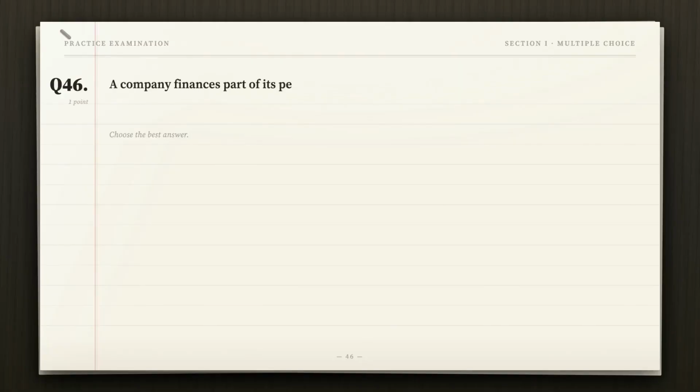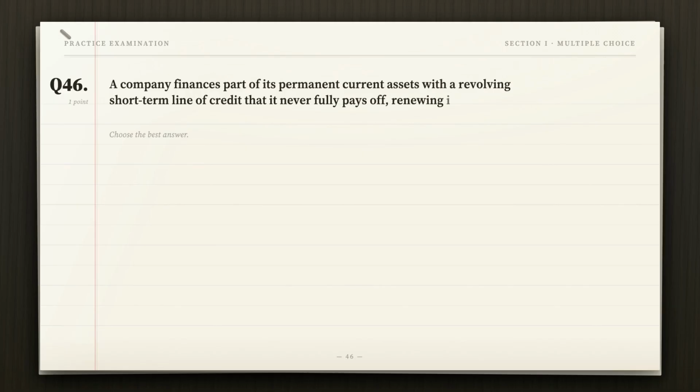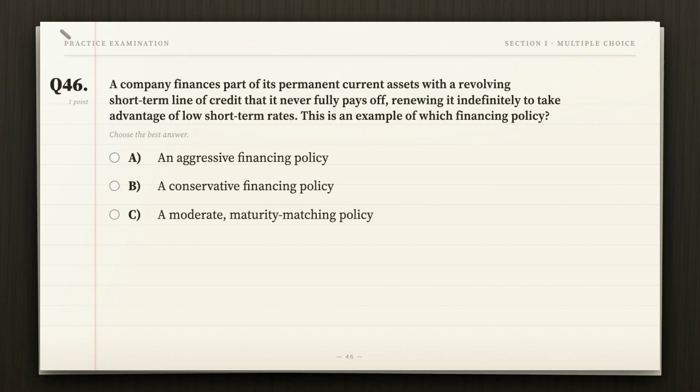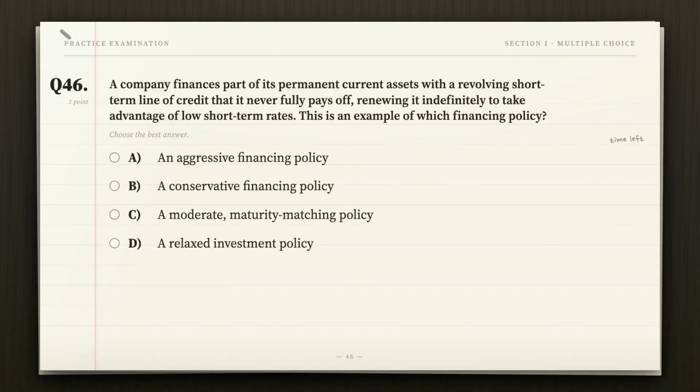Question 46. A company finances part of its permanent current assets with a revolving short-term line of credit that it never fully pays off, renewing it indefinitely to take advantage of low short-term rates. This is an example of which financing policy? Your options are A. An aggressive financing policy. B. A conservative financing policy. C. A moderate maturity matching policy. D. A relaxed investment policy. Which would you go with? Lock it in before the reveal.